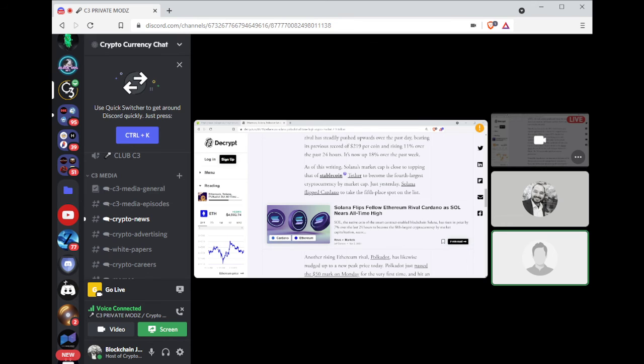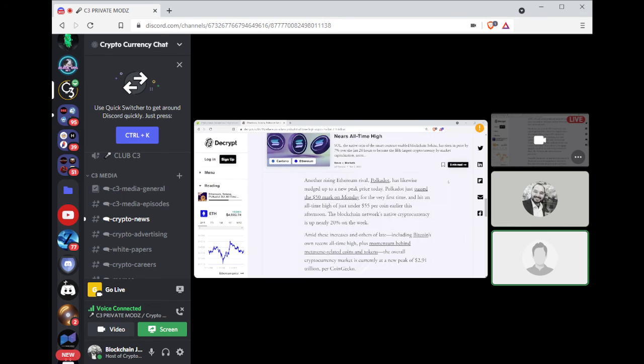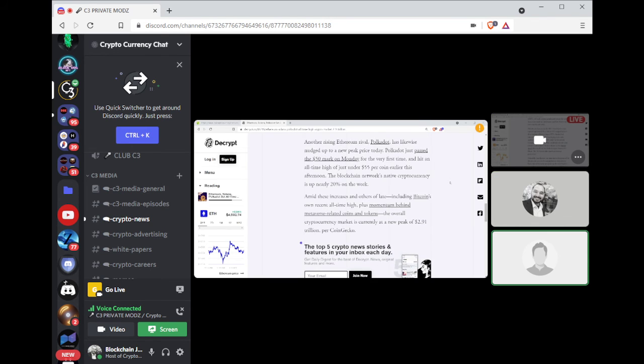Yesterday, Solana flipped Cardano to take the fifth place spot from the list. Another rising Ethereum rival is Polkadot. Polkadot's been in the top 10 forever. Has likewise nudged up to a new peak price today. Polkadot just passed the $50 mark on Monday for the very first time and hit an all-time high of just under $55 per coin earlier this afternoon. The blockchain network's native cryptocurrency is up 20% on the week.